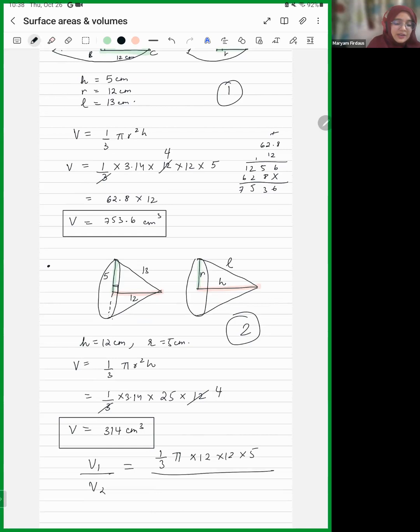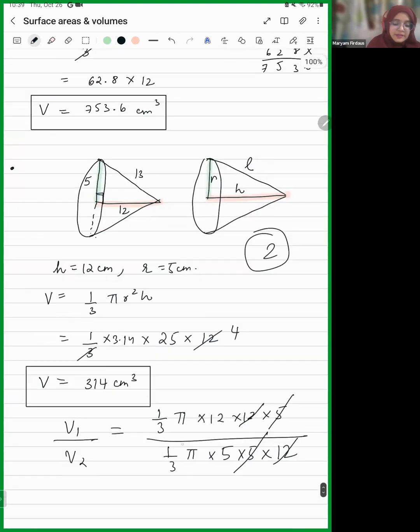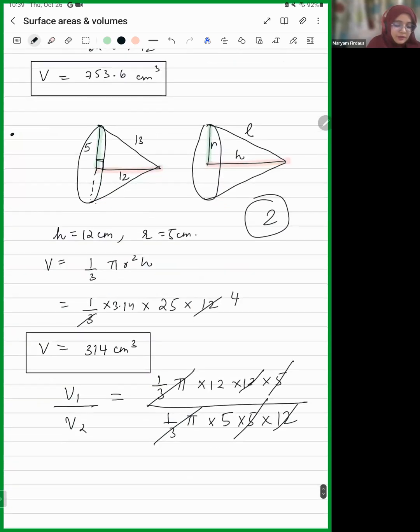144. We're not going to calculate it right now. Why? Because in the second also we have 12. So that 12 and that 12 will get cancelled. So the ratio is now 5 into 5 into 12. So this 5 gets cancelled with this 5, 12 and 12. Then 1 by 3 pi, 1 by 3 pi. What are we left with? 12 by 5. So V1 by V2 is 12 by 5. That is the ratio, 12 is to 5.